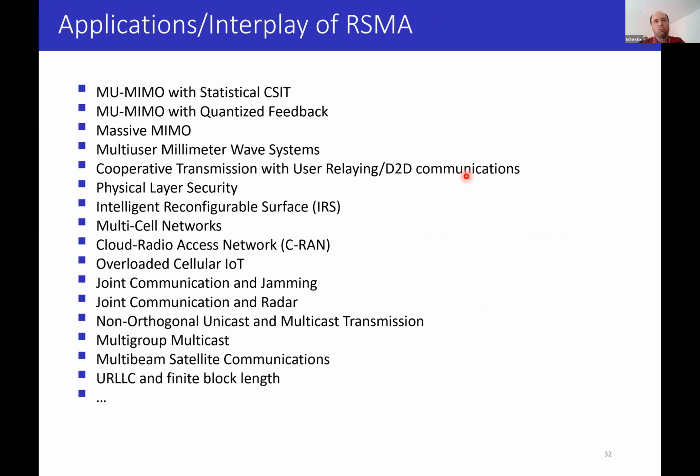Right, so you can apply this into many different scenarios now. This is a list of application scenarios that people have started to look at in the past 12 months: multi-user MIMO with statistical CSIT, quantized feedback, massive MIMO, millimeter wave systems, cooperation or relaying, physical layer security, intelligent surfaces, multi-cell, CRAN, and so on. I will not go into all of those applications, but I will choose some of them. If you're interested, I can provide a list of references for all those different applications.